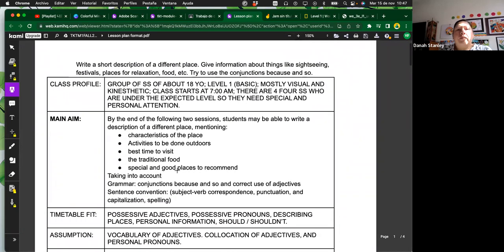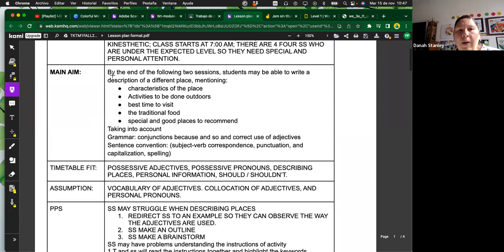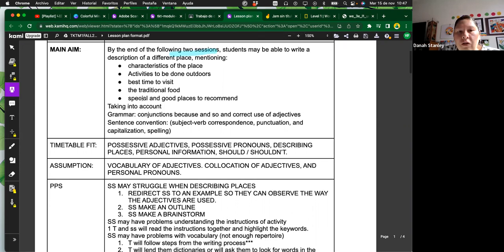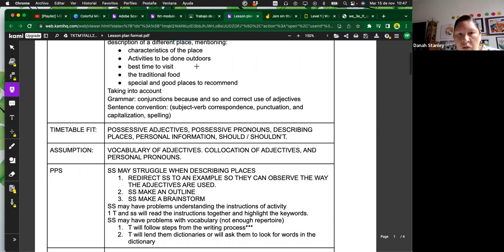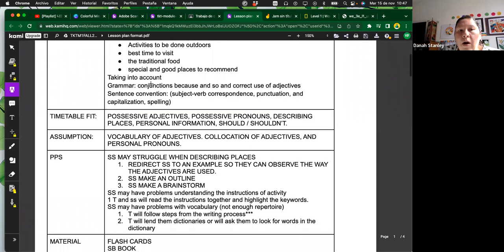In here, the instruction was this one, and the main aim was by the end of the following 2 sessions. In this case, we were planning 2 sessions. The students may be able to write a description of a different place, mentioning characteristics of the place, activities to be done outdoors, best time to visit, the traditional food, special and good places to recommend, grammar, conjunction, sentence convention, and that's it.